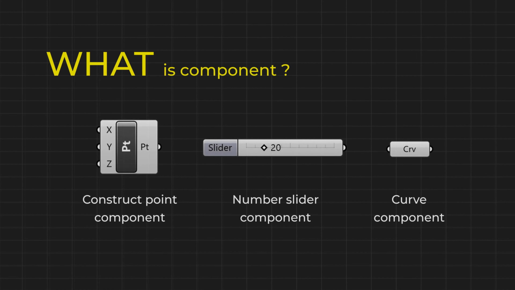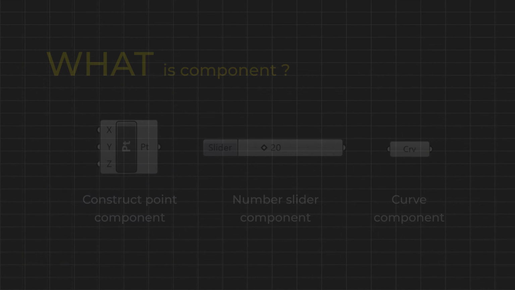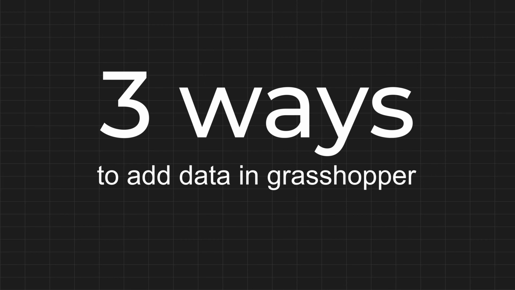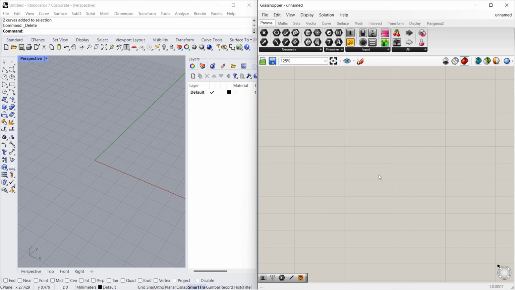In our last video, we have seen what is component, what are the types are there, those things. In that video, if you see, most of the components require data. In this video, we will see three ways to add data in Grasshopper. So let's see the three types: local settings, wired connection, setting from Rhino. So let's see one by one.